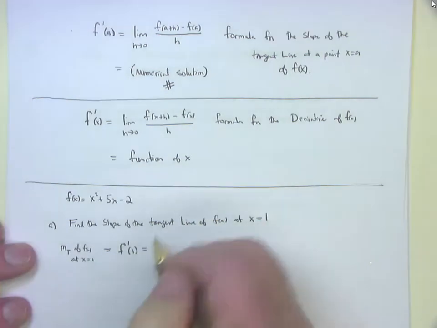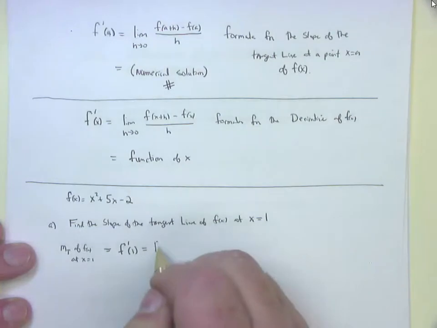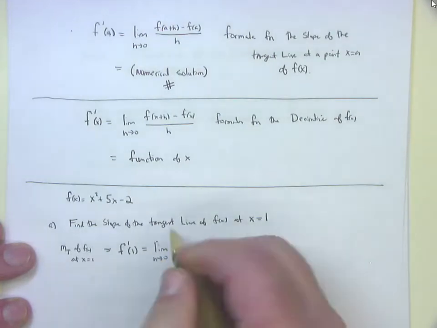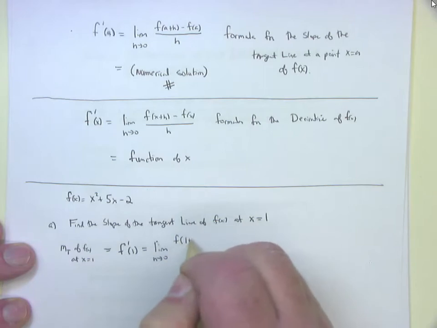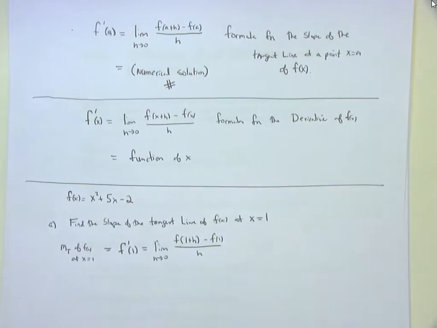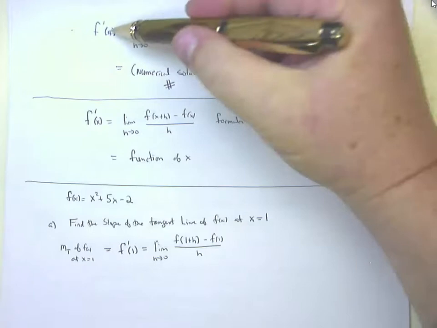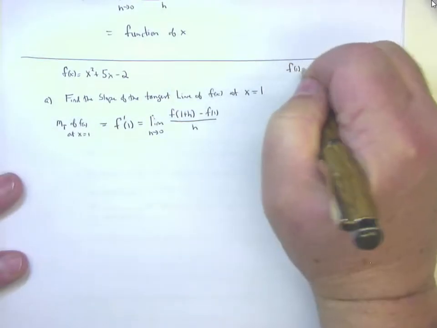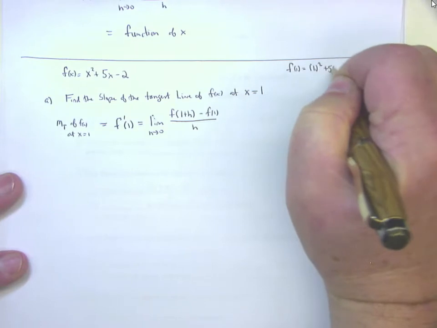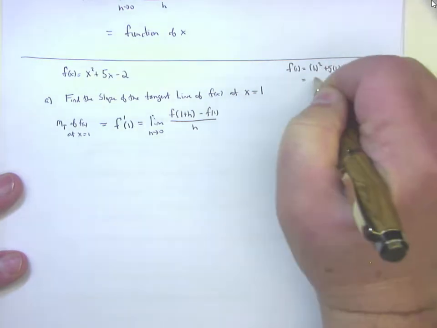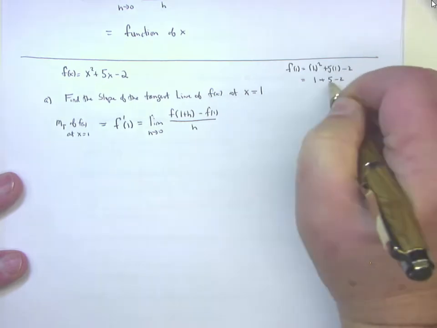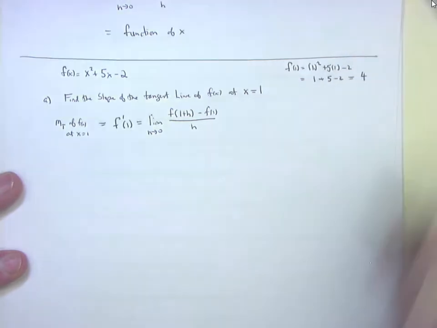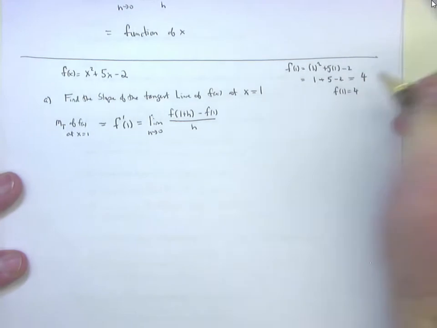That's going to be equal to, according to my formula up here, the limit as h approaches 0 of f of 1 plus h minus f of 1, all over h. I'm doing this using this formula where a, they're going to give me that point as 1. Now I'm going to slide this up so everybody can see it. What is f of 1? That's going to be 1 squared plus 5 times 1 minus 2. 1 squared is 1, 5 times 1 is 5, minus 2 is 3, plus 1 is 4. F of 1 equals 4.